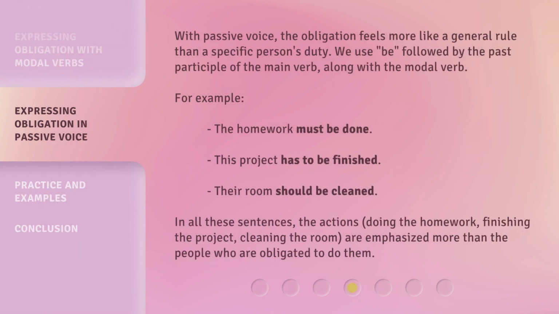With passive voice, the obligation feels more like a general rule than a specific person's duty. We use be, followed by the past participle of the main verb, along with the modal verb. For example, the homework must be done. This project has to be finished. Their room should be cleaned. In all these sentences, the actions, doing the homework, finishing the project, cleaning the room, are emphasized more than the people who are obligated to do them.